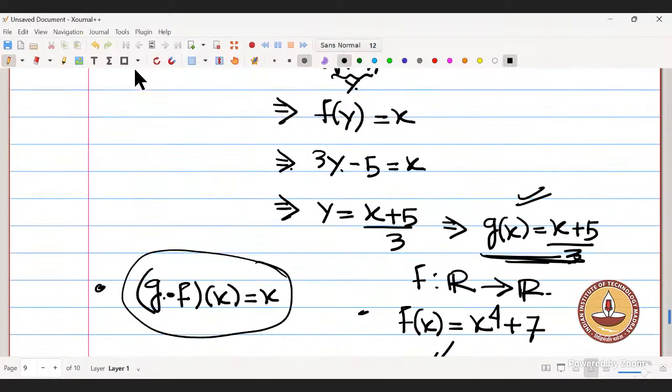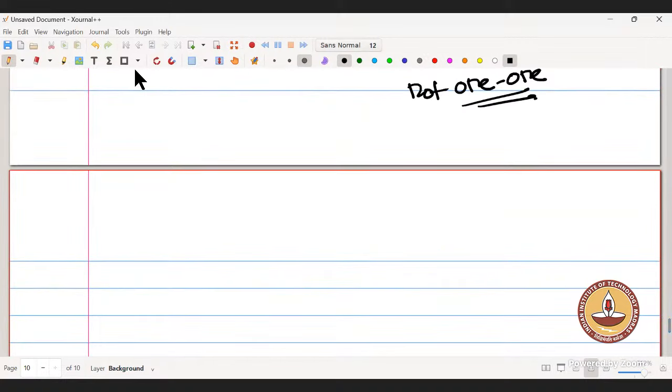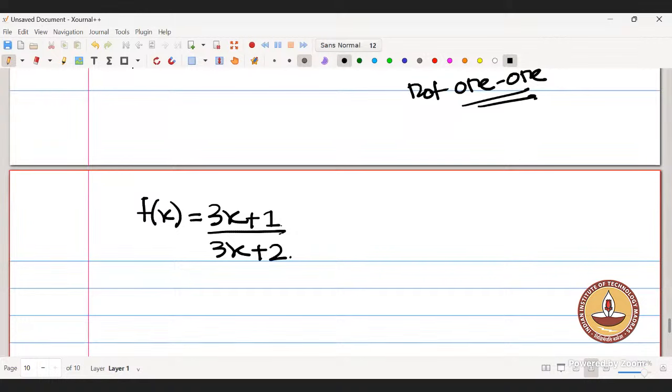Okay, so since this function is not a 1-1 function from R to R, I can't talk about its inverse, at least in this given domain, right? So next, you consider this function. Let's say f of x equals this expression. Can you tell me the domain of this function? Yes, R minus 2/3. Correct.